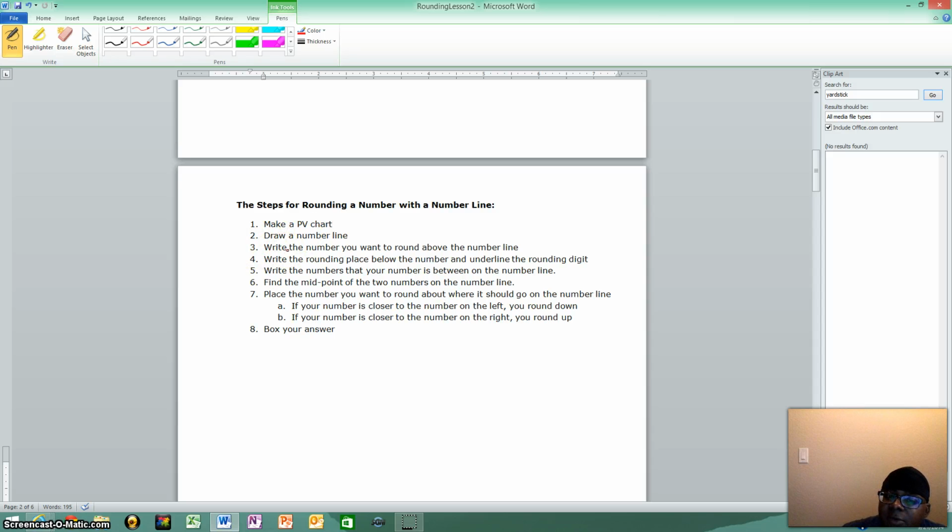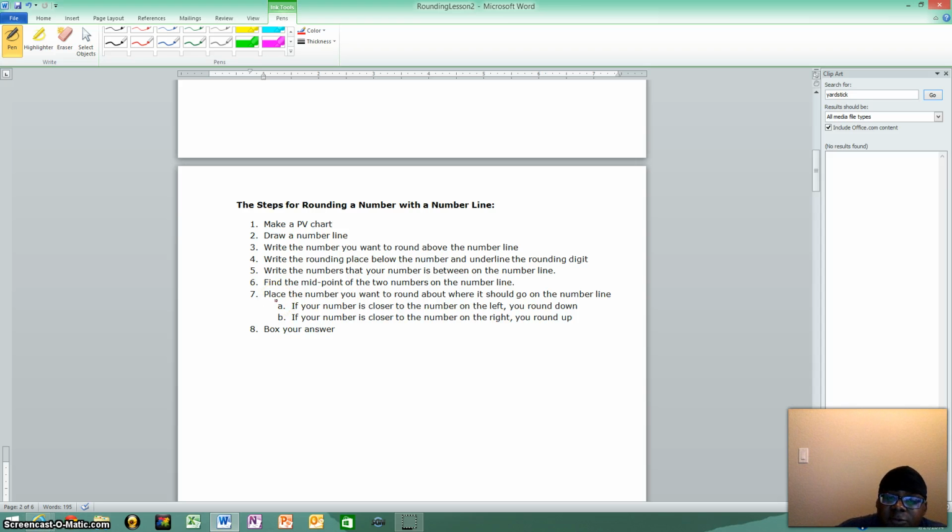We're going to write the number that we want to round above our number line. Then we're going to write the rounding place below the number, and underline the rounding digit. Then we're going to write the numbers that our number is between on the number line, like we did with Boba Fett, who was between 20 and 30. Then we're going to find the midpoint of our two numbers. If we're counting by tens, between 10 and 20 is 15.